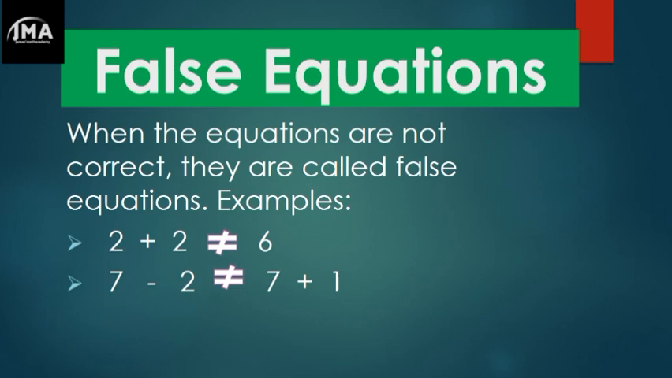Another one can be seen in 7 minus 2. 7 minus 2 is 5, and 5 can never be equal to 7 plus 1. 7 plus 1 is what? 8. 5 can never be equal to what? 8. So these are examples of what?